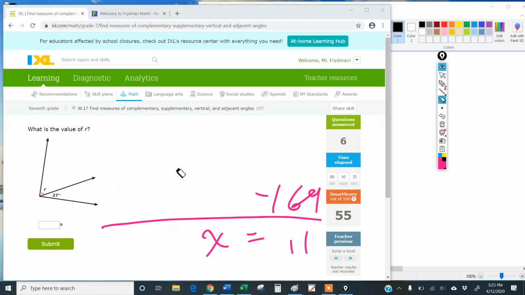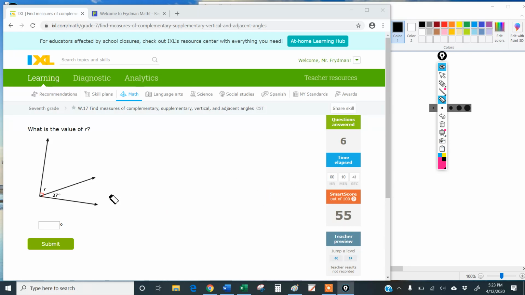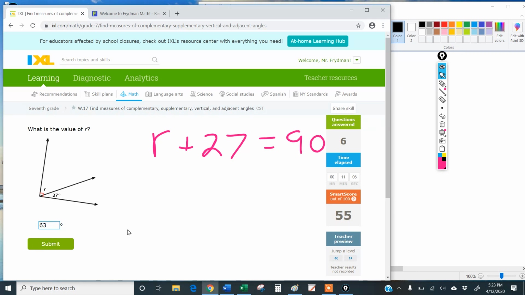What is the value of angle R? Okay, I think we did this one. We did questions like this. So R plus 27 must equal 90, right? R plus 27 must equal 90. If we just subtract 27 from both sides, we can figure out that R is equal to 63. So let's put that in, right? 63 plus 27 equals 90.